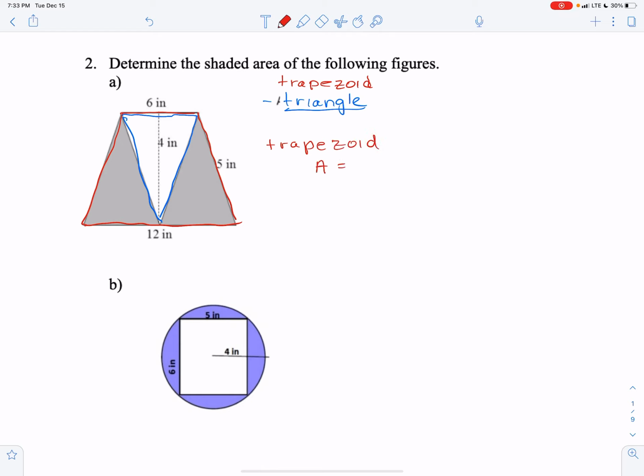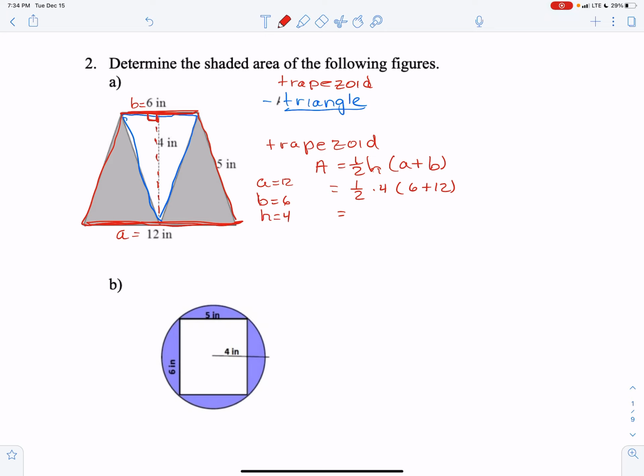the formula is 1/2 the height times the sum of the two bases. Well, the bases are the sides that are parallel. Now the height is the distance between the parallel sides, noting that that height has to form right angles with one of the bases. So the height is 4. So it's 1/2 times 4 times 6 plus 12. Gives me 36, and we're in inches, so for area it'll be square inches.